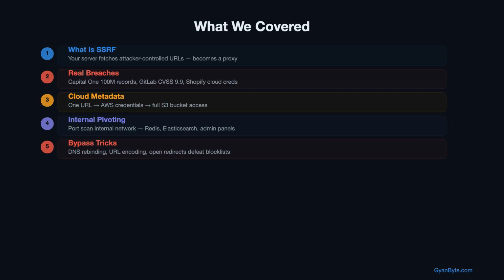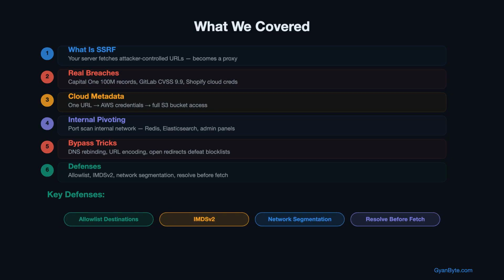Bypass tricks: DNS rebinding, encoding, redirects. And defenses: allowlists, IMDSv2, network segmentation, resolve before fetching. The rules: allowlist destinations, enable IMDSv2, segment your network, resolve DNS before fetching, defense in depth.